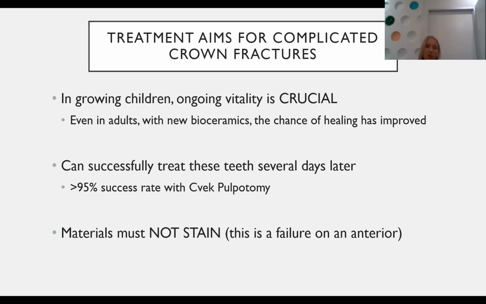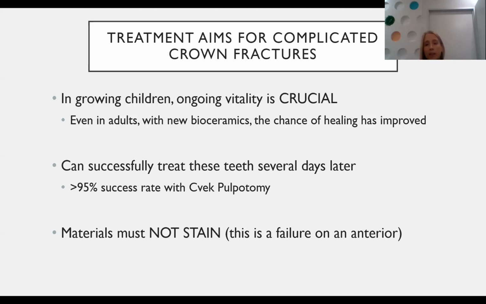This is because when we're treating children, the consequences of a complication are far more significant than in a fully grown adult. So anything you can do to improve the success is important. Even in adults with new bioceramics, the chance of healing has improved. We now know that we can also successfully treat complicated crown fractures several days later. We just need to get down to a healthy pulp. With the right diagnosis, particularly the presence of a vital pulp without irreversible pulpitis, the success rate of a Cvek pulpotomy is over 95%.